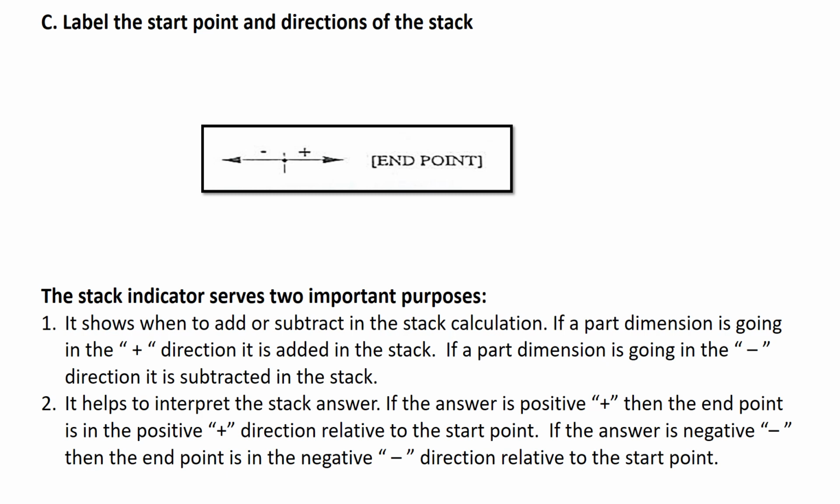How are we going to present the start point and the end point? The positive and negative sign is assigned to each arrow. The arrow pointing toward the end of the stack is positive. The arrow pointing away from the end point is negative. Therefore, when the end point is toward the right of the start point, the stack indicator would look like this.